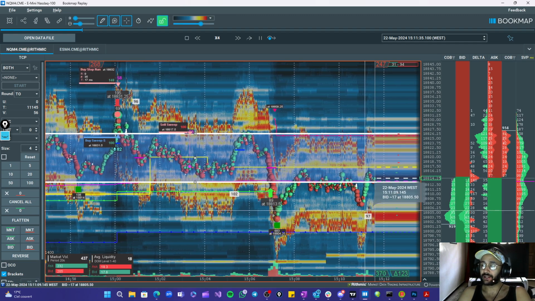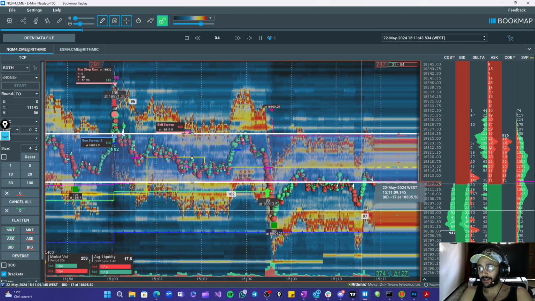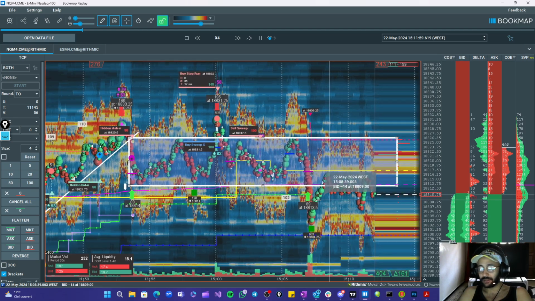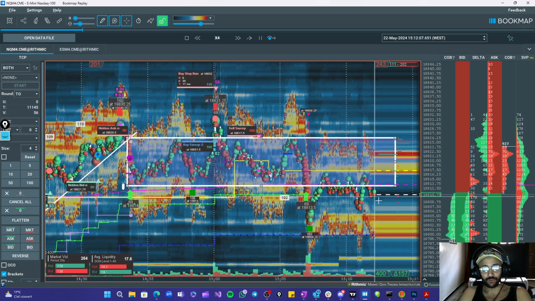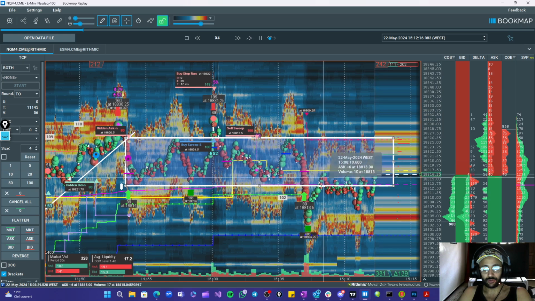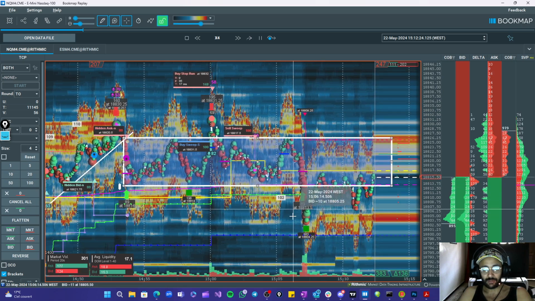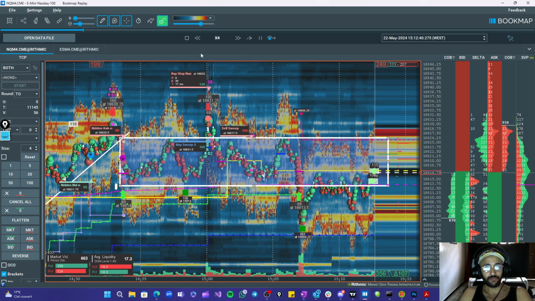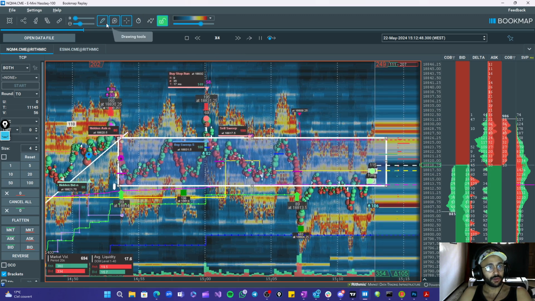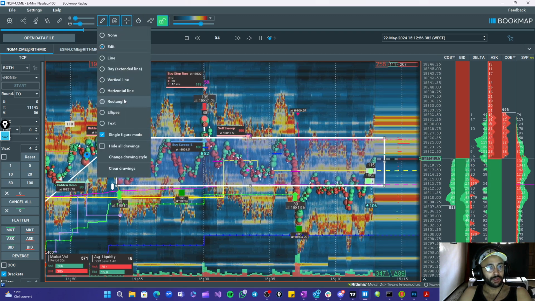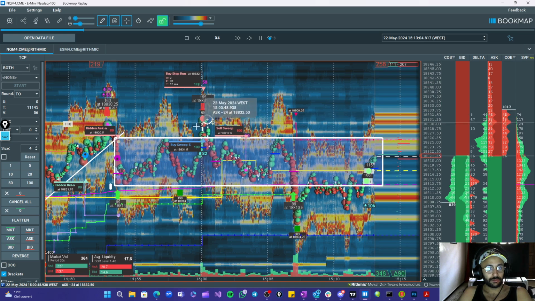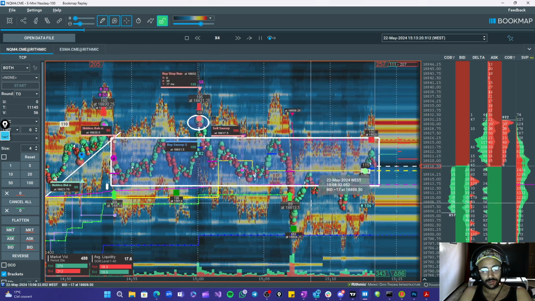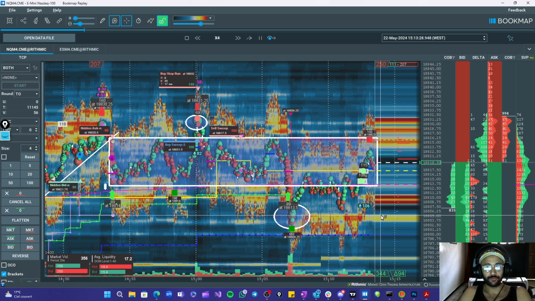Those are the games the algos like to play. They took people out before starting the move. That's why I told you there is nothing interesting to trade over here. You can see this is manipulation, and this is manipulation, and this is manipulation.